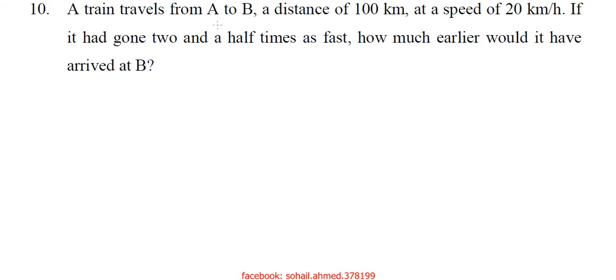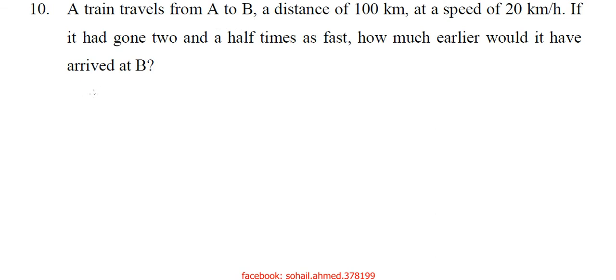When the train travels from A to B, we can find the time T1, and when it returns back from B to A, we'll find the time T2. So the difference between T1 and T2 we have to find. How much earlier would it have arrived at B? Clear? No, here actually the question is if it had gone 2.5 times as fast. The distance is always from A to B, not B to A.